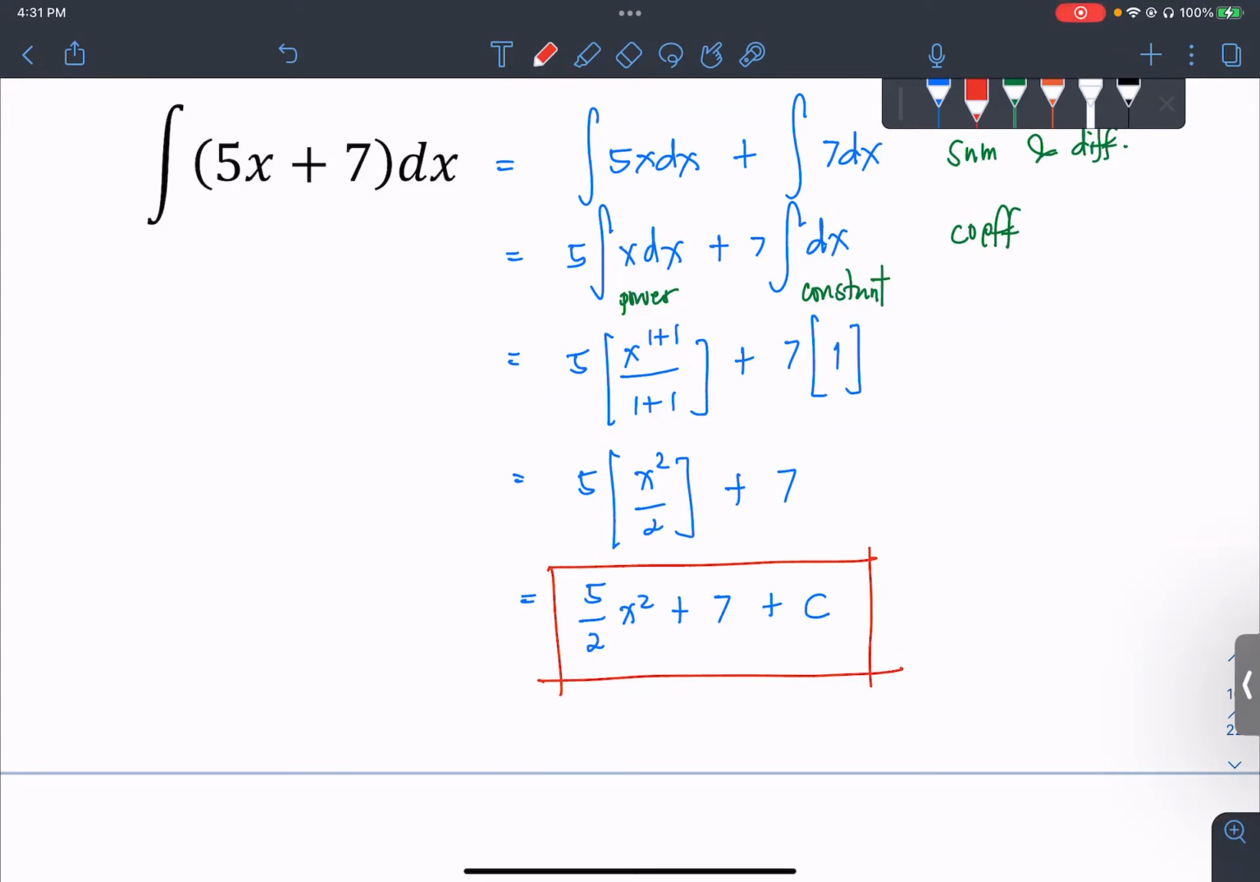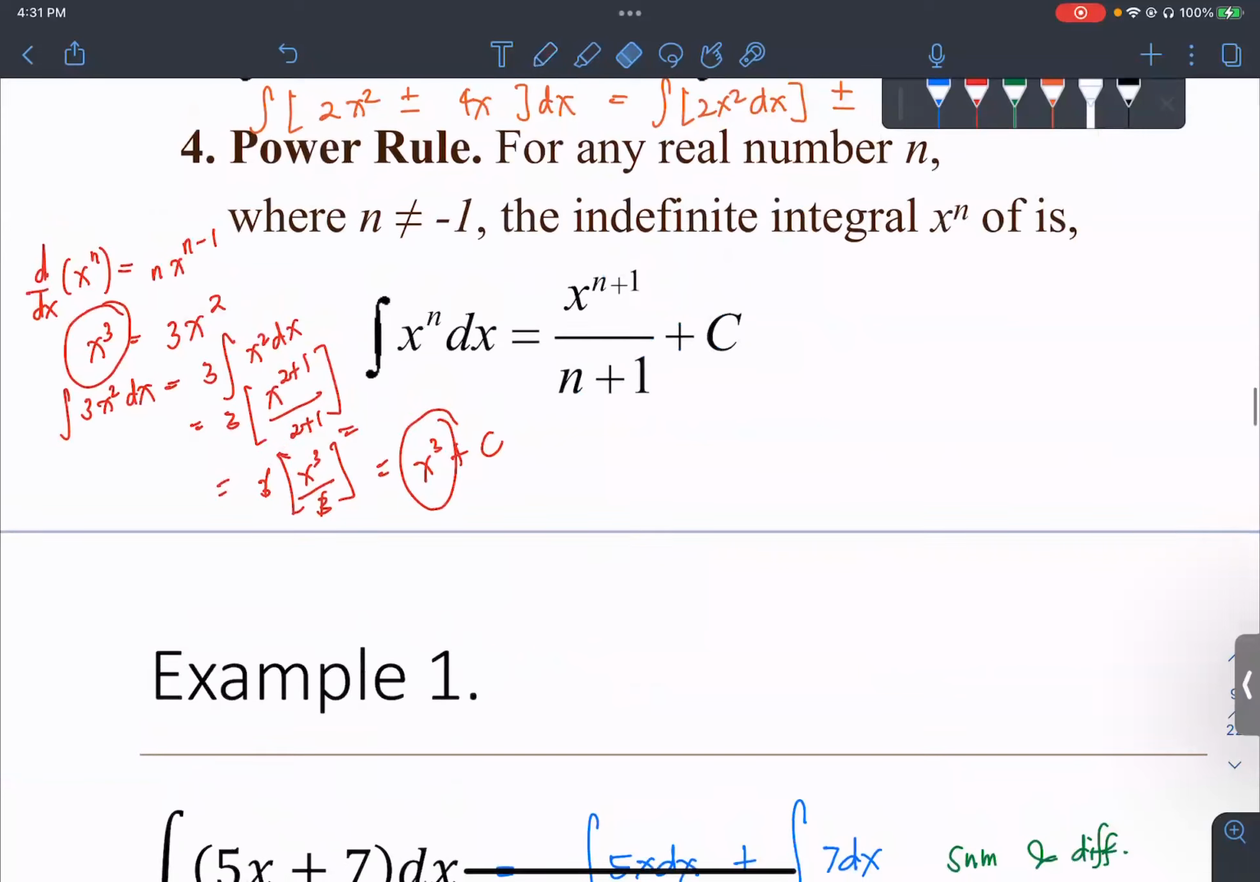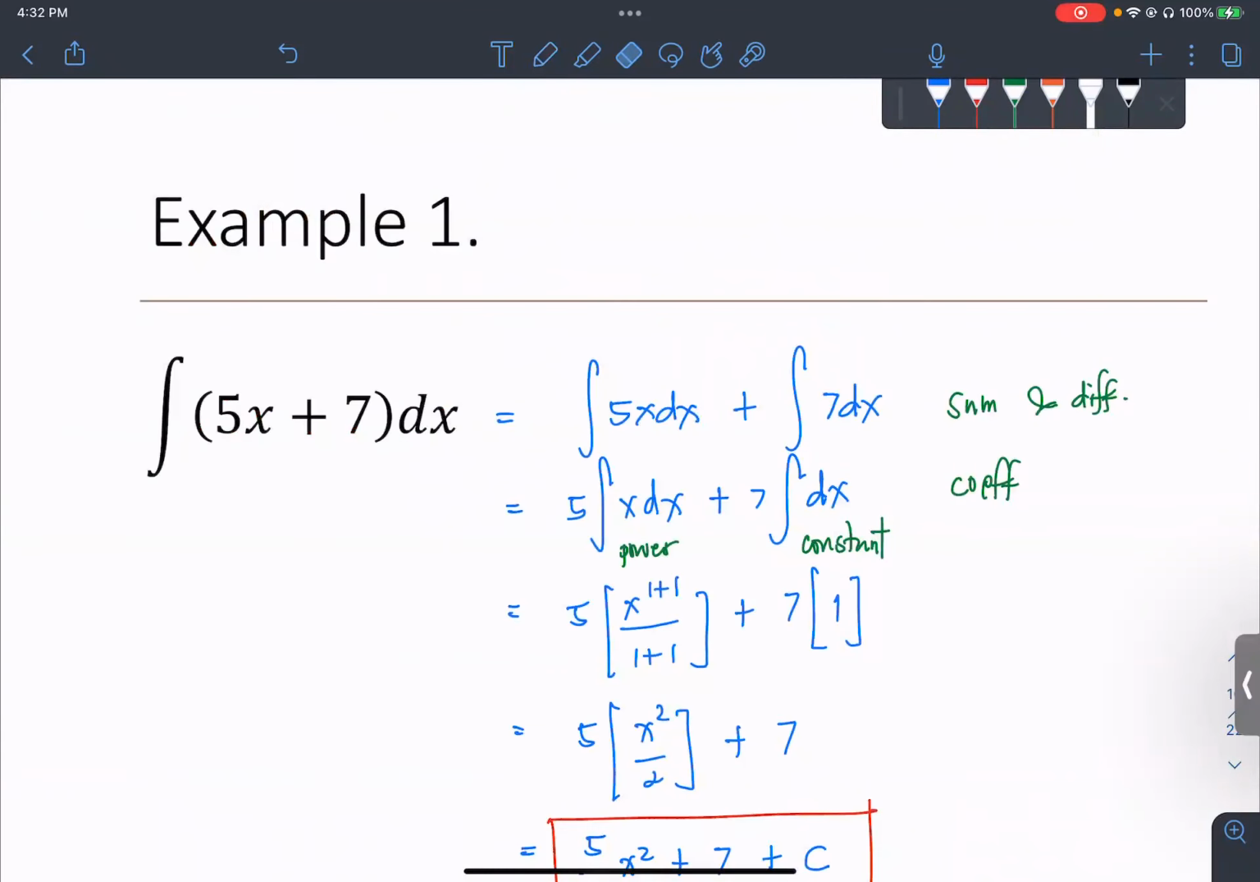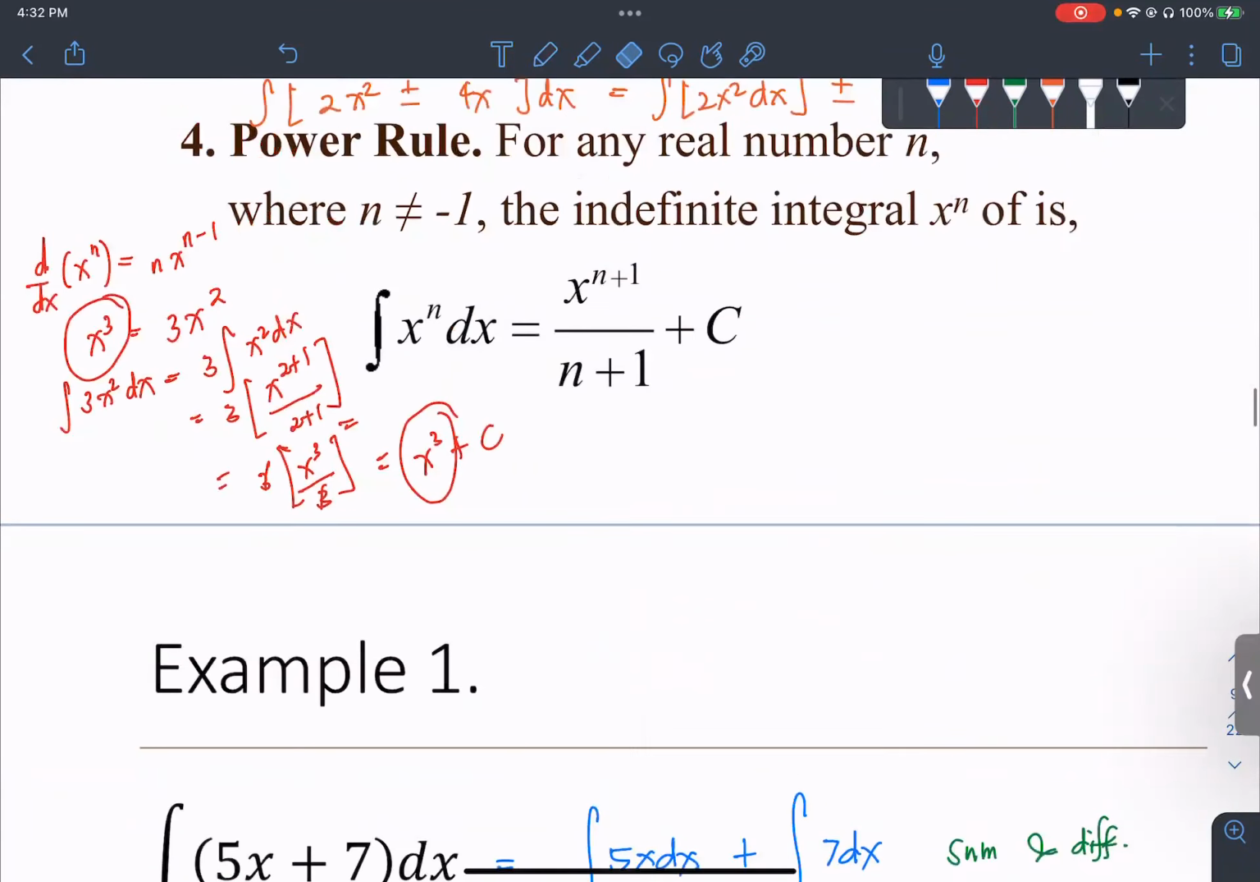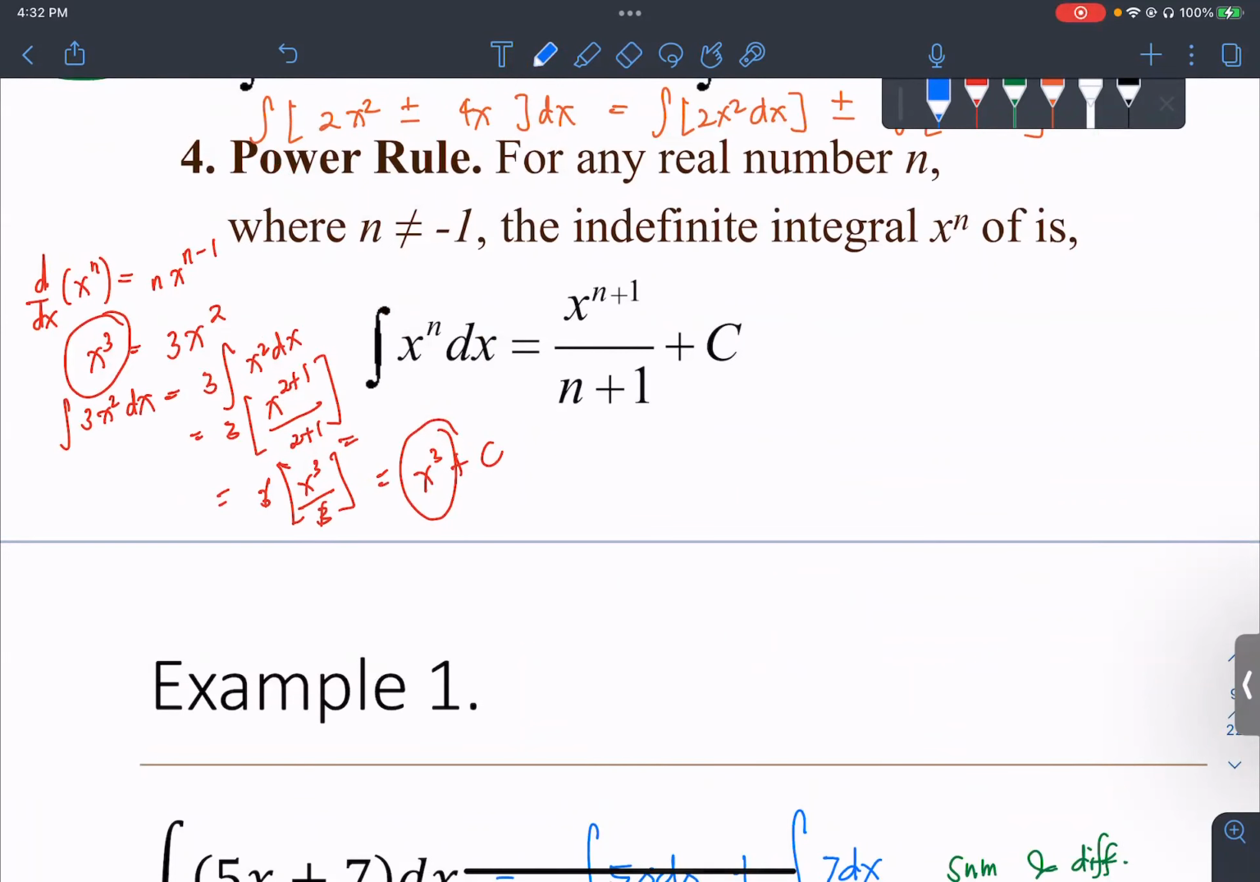Sir, paano po naging x raised to 1 plus 1 over 1 plus 1? Kasi di ba this is x dx? Ito yung formula natin. It's the same as x raised to 1 dx. So what are we going to do? Itong formula, ang n natin is 1. So x raised to 1 plus 1 all over n plus 1, 1 plus 1, making it x squared all over 2.